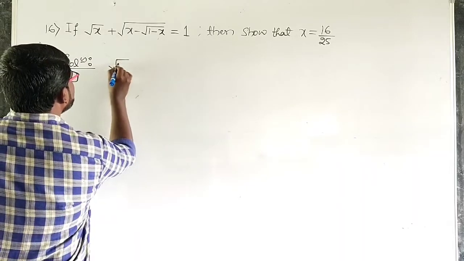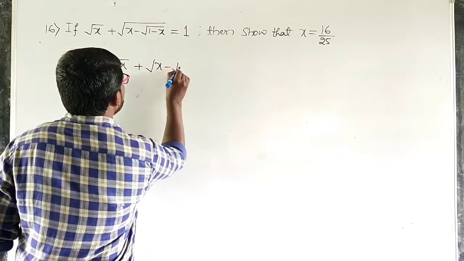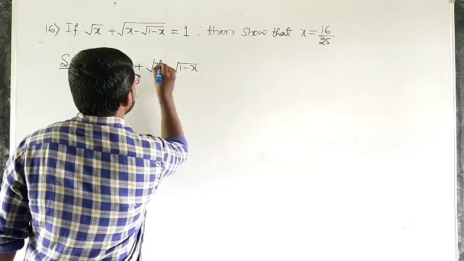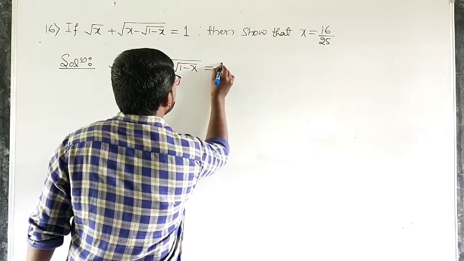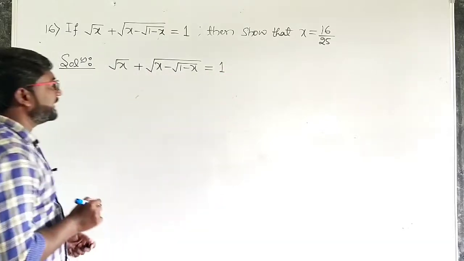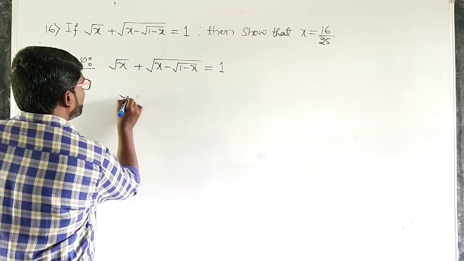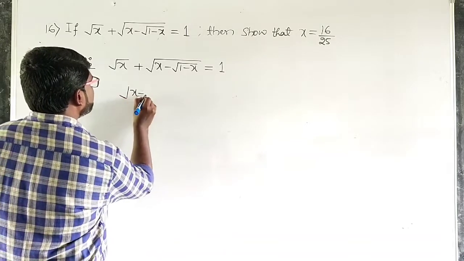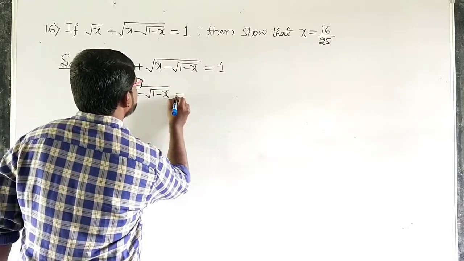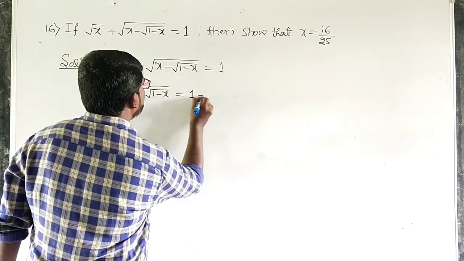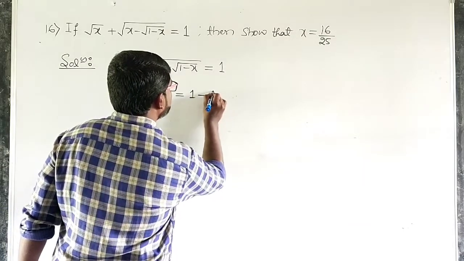Root x plus square root of x minus root 1 minus x, which is equal to 1. Then in the next step, I take this term to the RHS. So root x minus square root of 1 minus x, which is equal to 1 minus, this becomes minus root x. So 1 minus root x.